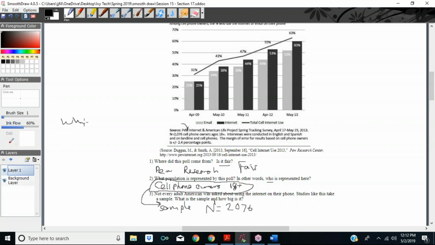So the questions we're asking are: who conducted the poll? Who was polled? How many people were polled? So those are some questions that we ask.